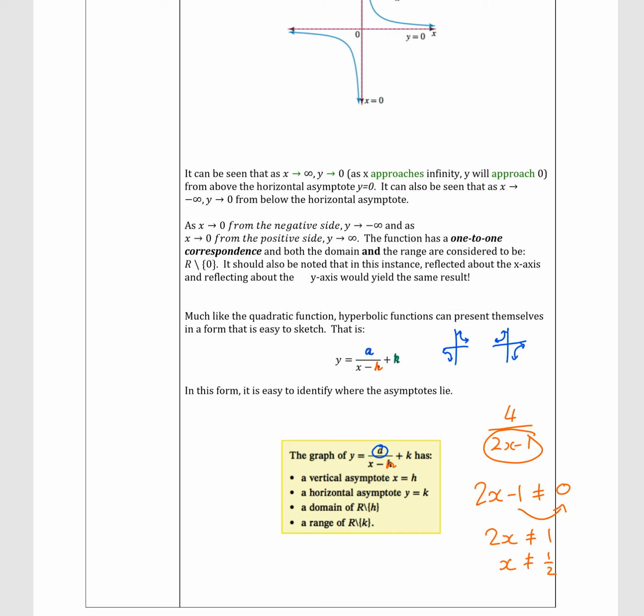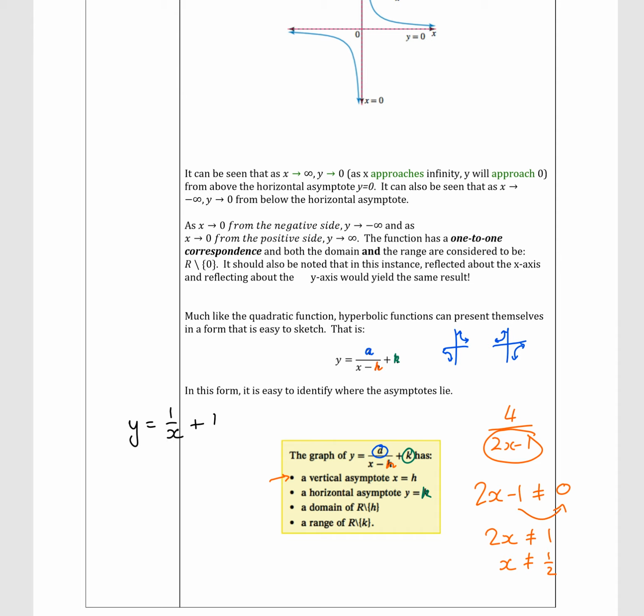So just be careful when you read that the vertical asymptote is at x equals h. This is only true when the coefficient of x is 1. Now the horizontal asymptote will in fact always be k, so that's always going to be there. Now let's have a think about why this is. Suppose we had 1 over x plus 1 equals y.